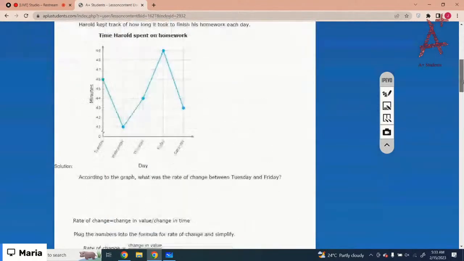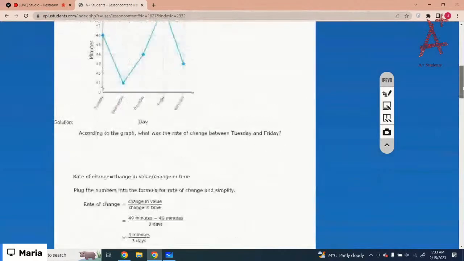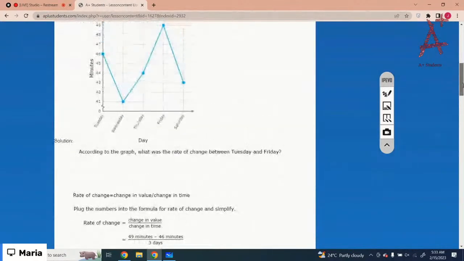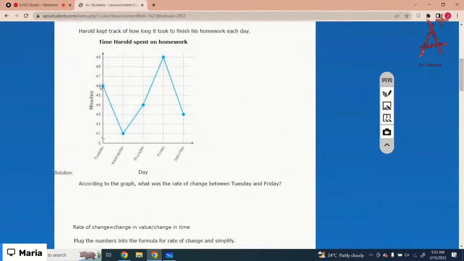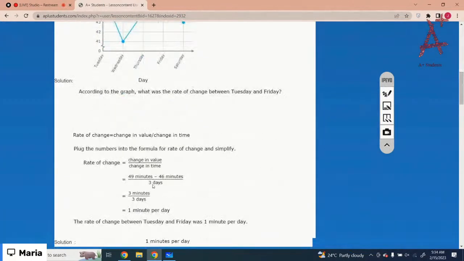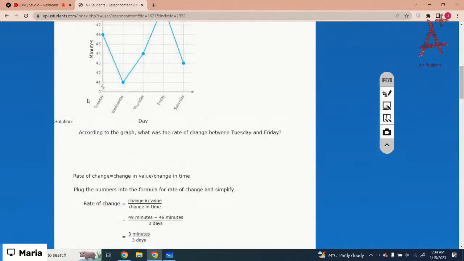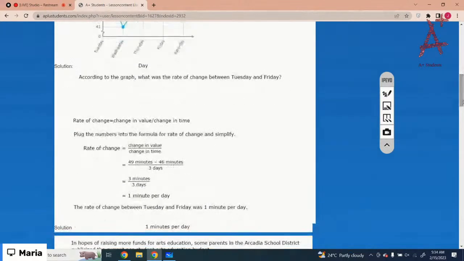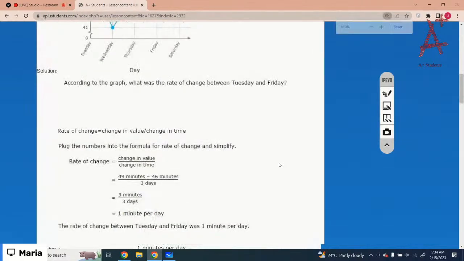Let me just explain. On Tuesday, it is 46 minutes, and on Friday, it is 49 minutes. Got it? So you have to do 49 minus 46 divided by the difference between the days. From Tuesday to Friday, you have 3 days. So it would be 49 minus 46 divided by 3 days. So 3 minutes divided by 3 days is 1 minute per day. That means the rate of change is 1 minute per day. Daily 1 minute changes. Got it?